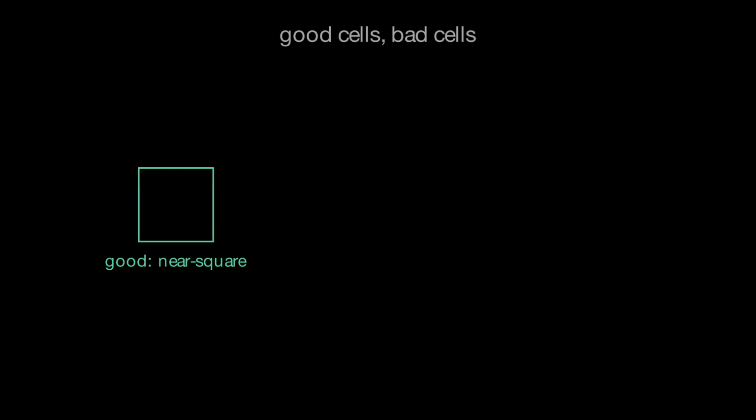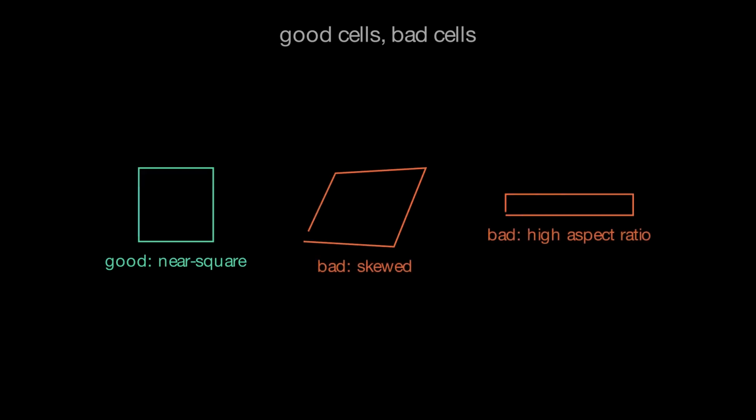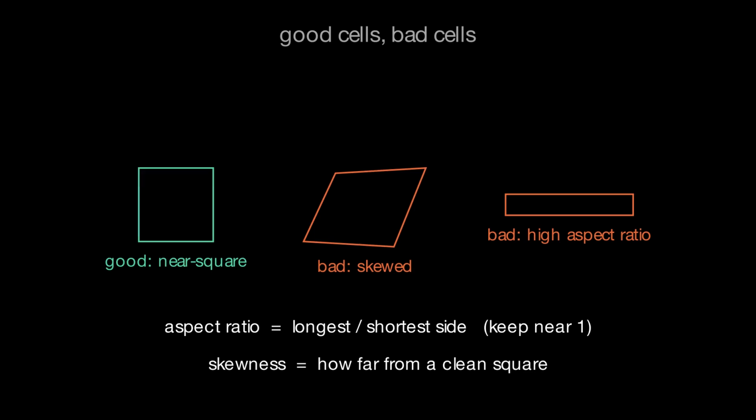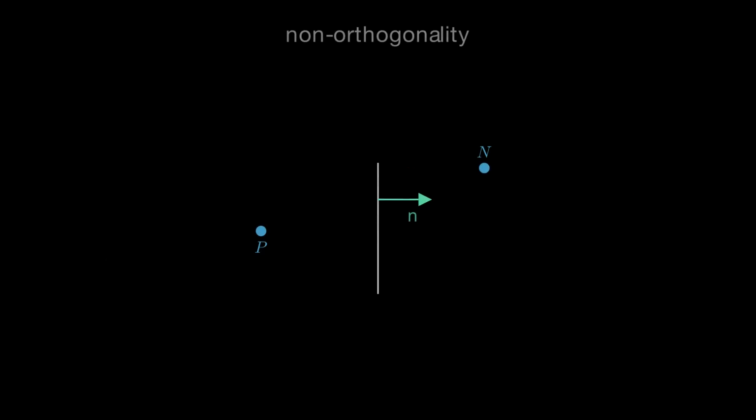Not every cell is a good cell. A near square one behaves. Skew it, or stretch it long and thin, and accuracy slips. 2 numbers tell you how bad: aspect ratio, the long side over the short side, and skewness, how far it's bent out of square. To get the flux through a face, you need the gradient across it.